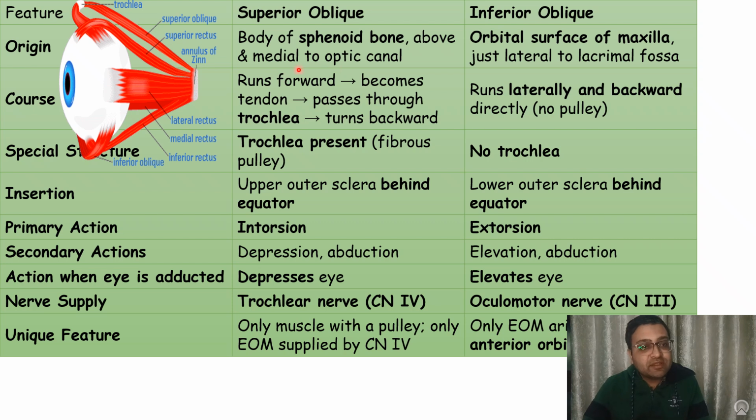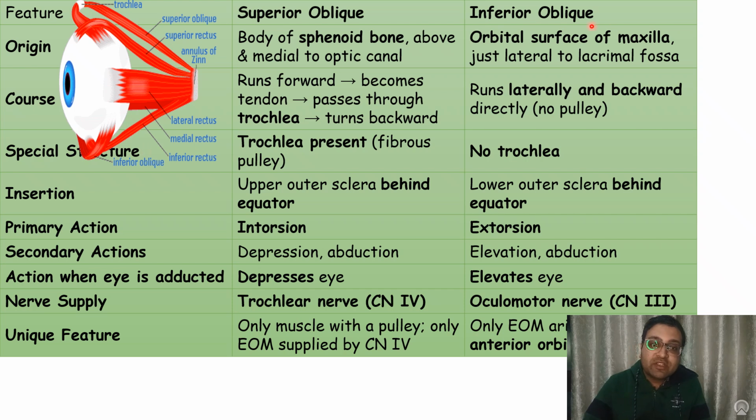Superior oblique, it arises from the body of the sphenoid above and medial to the optic canal. It runs forward, you can see this runs forward, becomes a tendon, passes through the trochlea, and then turns backwards to get inserted at the upper outer sclera posterior to the equator. So this is posterior to the equator.